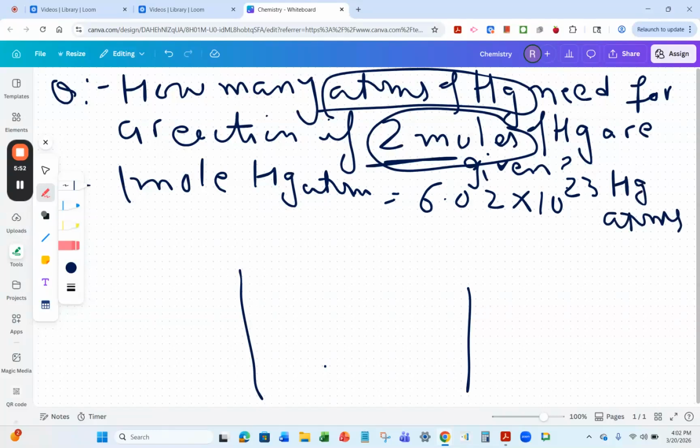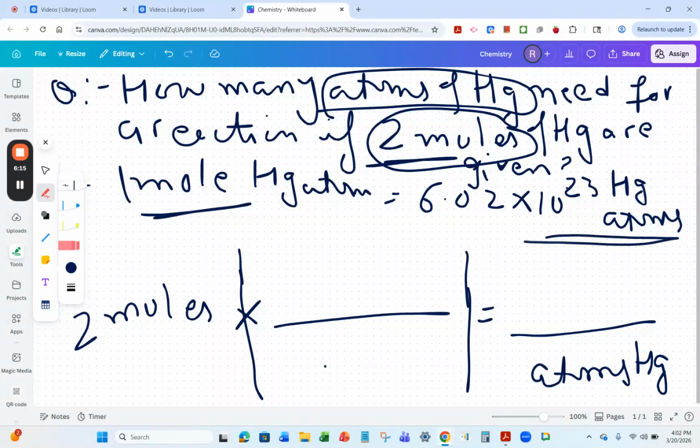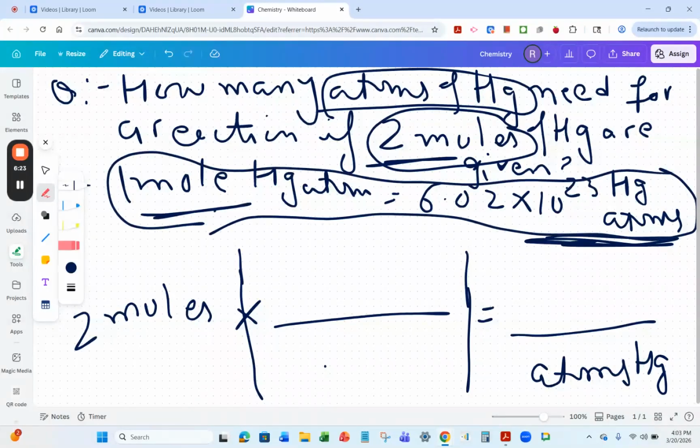Here we go. Write down what is given to you in the question in the first column. 2 moles are given to you. We'll write the middle column last. What do you want to find? I need to find the number of atoms, atoms of mercury. So you want to cancel the mole and find the atoms. Pay attention to your known information. This is very important. You want to cancel the mole, so put 1 mole as a denominator.